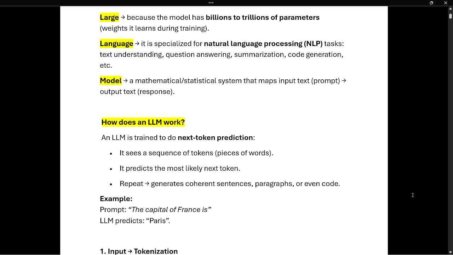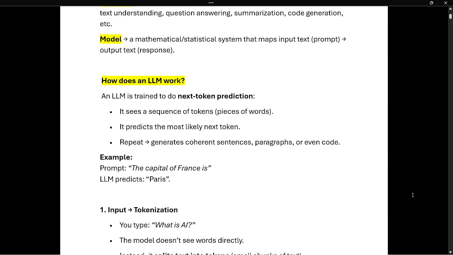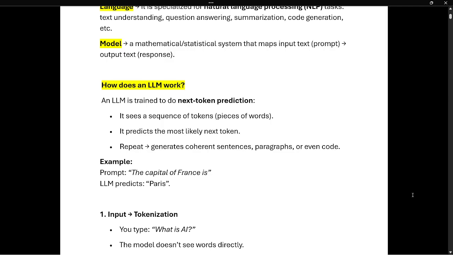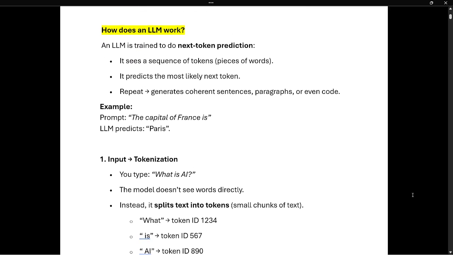Now let us see an example. Suppose we have "the capital of France is", then the LLM predicts Paris. Why Paris? Because Paris has a high weightage. That's why it predicted Paris. How it is predicting that, we will see in the upcoming video.